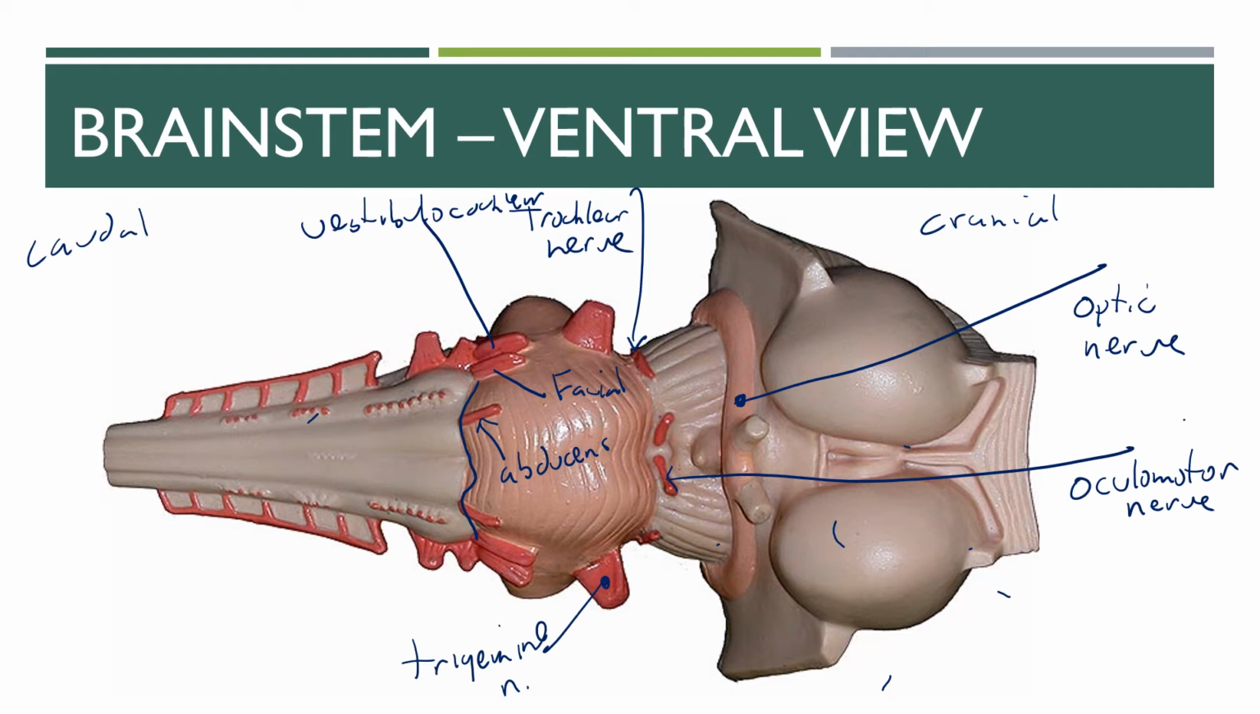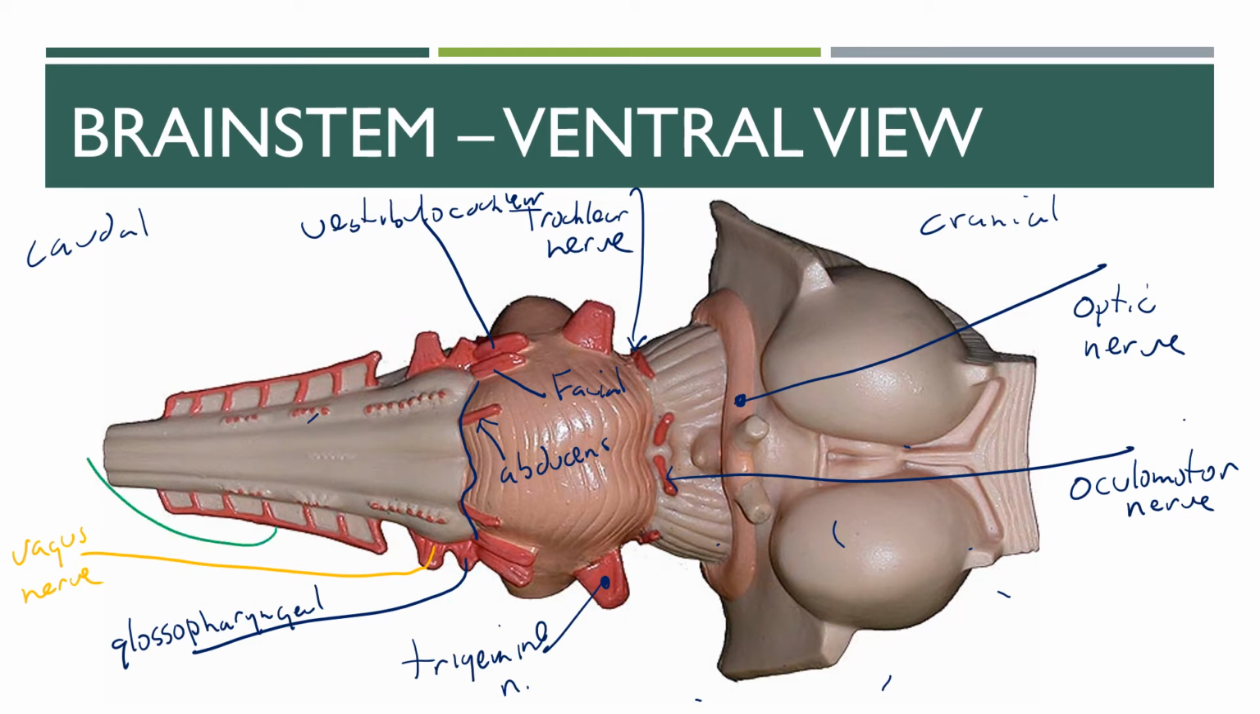Then, coming from the post-olivary sulcus, we are going to see the glossopharyngeal nerve. Next to that, we will see the vagus nerve. And then next to that, the spinal accessory nerve. And then finally, from the pre-olivary sulcus, we can see the hypoglossal nerve.